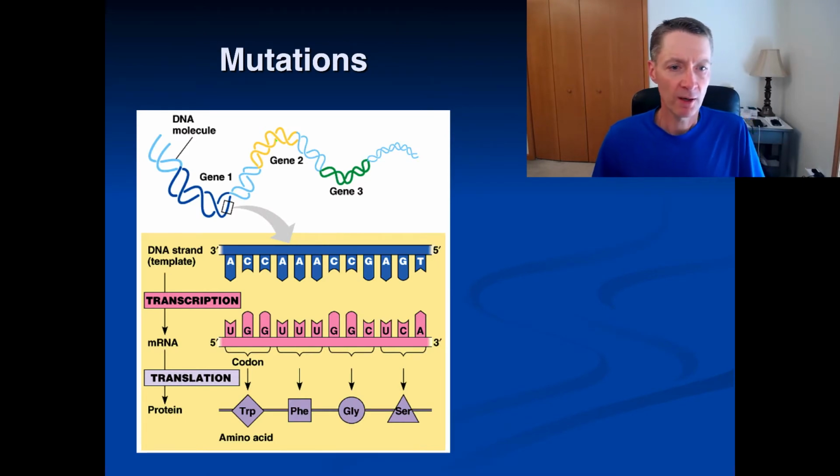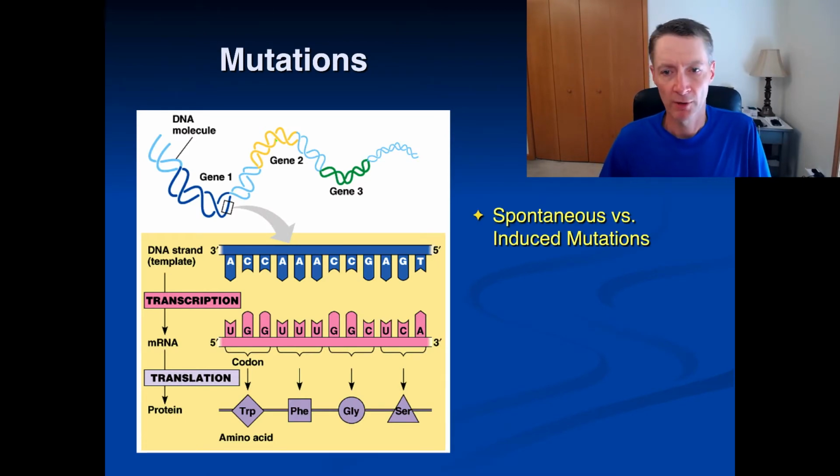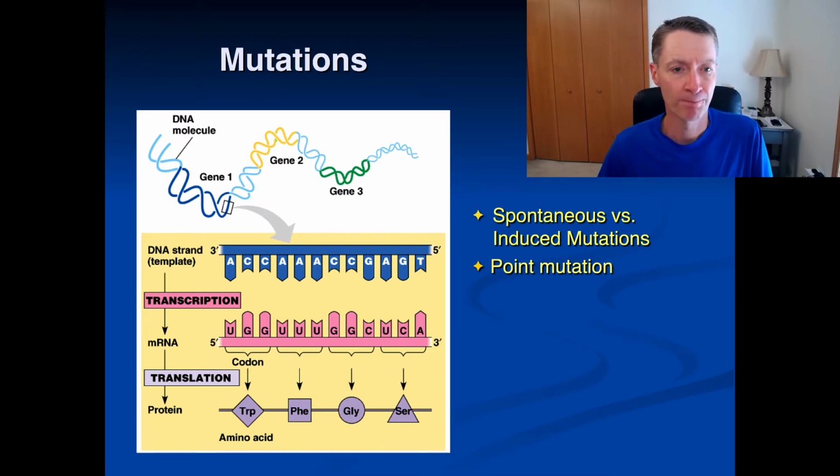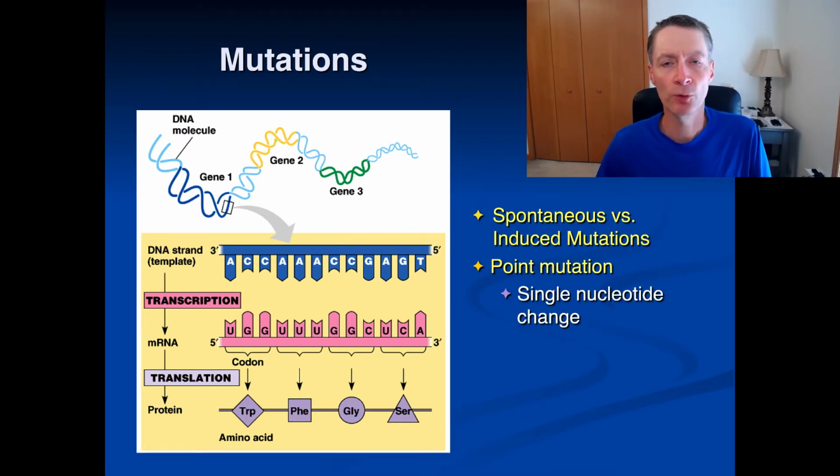All right, so let's talk about what these mutations can do. I've already mentioned spontaneous versus induced mutations, right? Spontaneous occur just kind of naturally as mistakes are made, versus induced mutations where they might come from a specific chemical that's in an environment or something. But let's talk about point mutations, okay? A point mutation is a single nucleotide change.